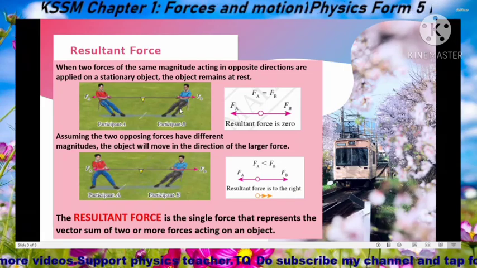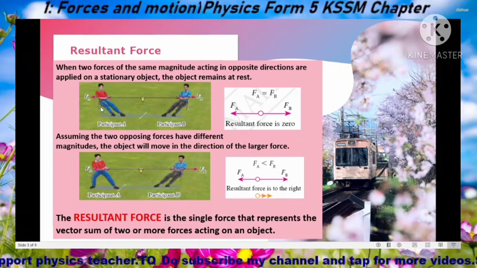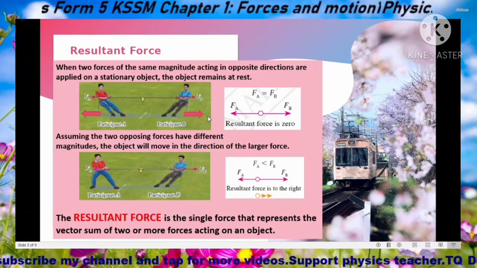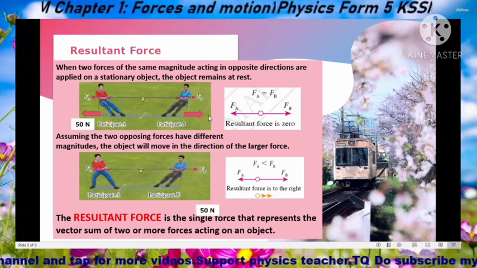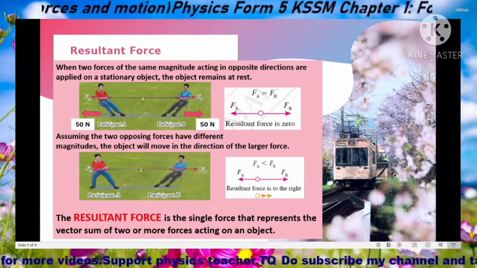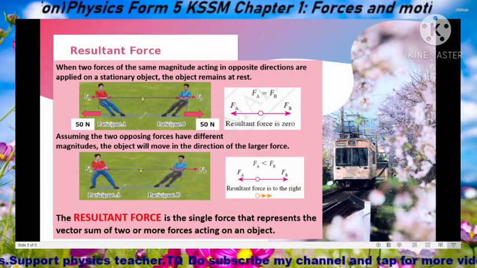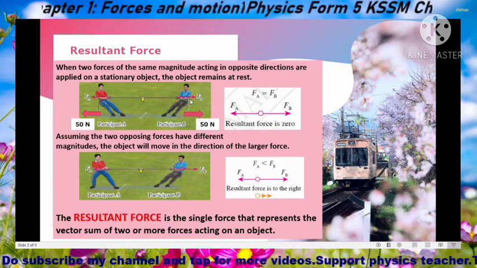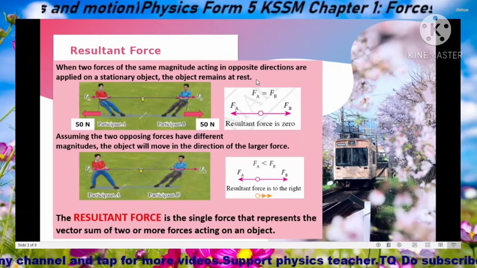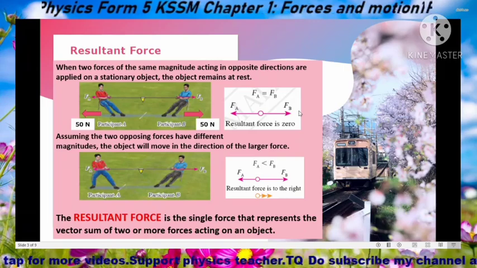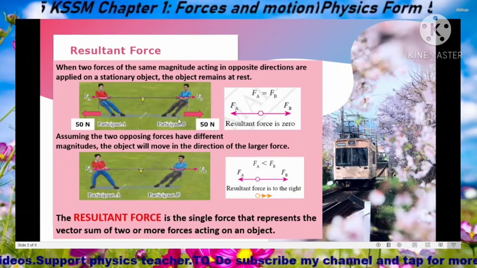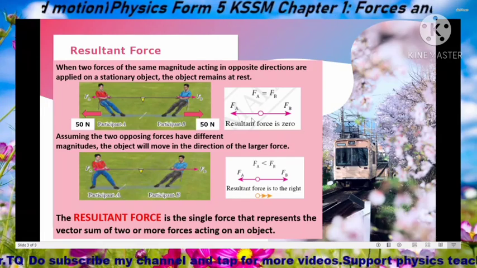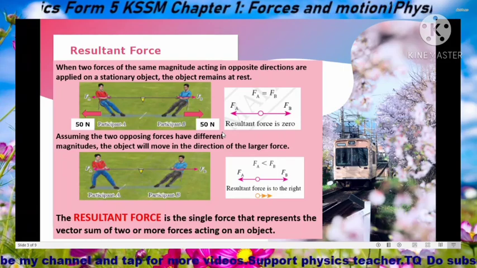Okay, so from here we can say the force that acts, Fa, is equal to Fb. Example, force applied by A is 50 Newton, B is also 50 Newton. So Fa equals Fb. In this case, you can see the two participants do not move. They are pulling, but they are not moving. So they remain at rest. So in this case, Fa is balanced by Fb, or we can say forces are balanced. So when forces are balanced, the resultant force is 0, or the net force is 0.